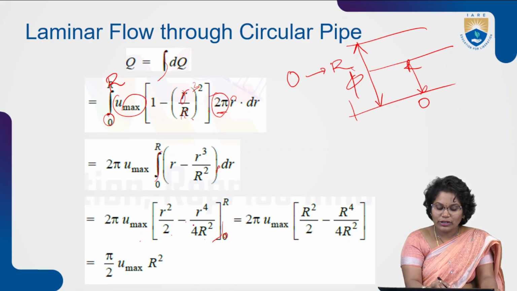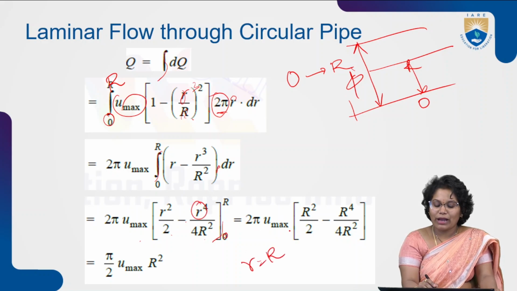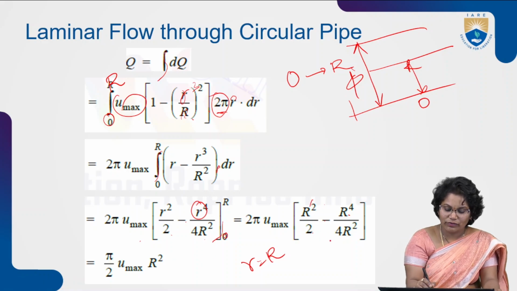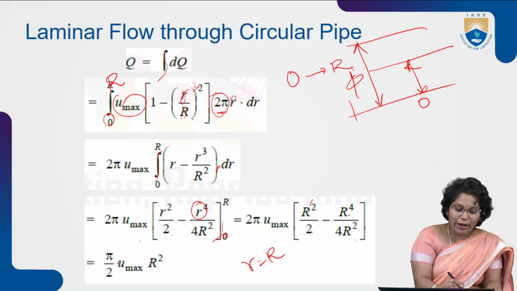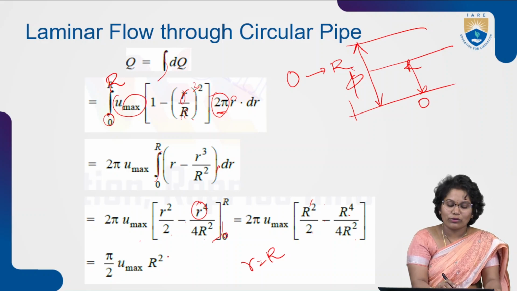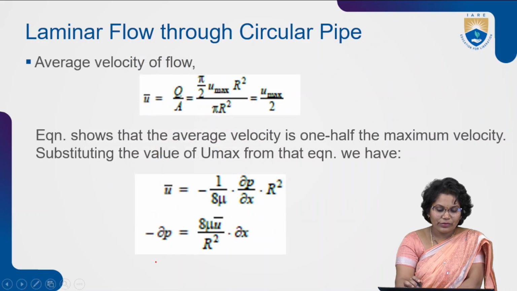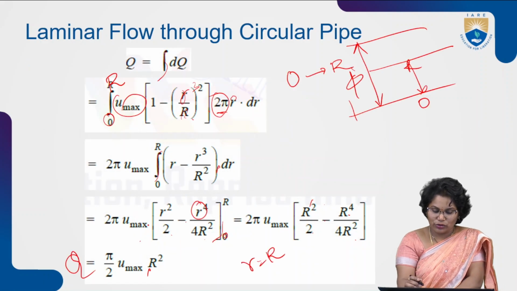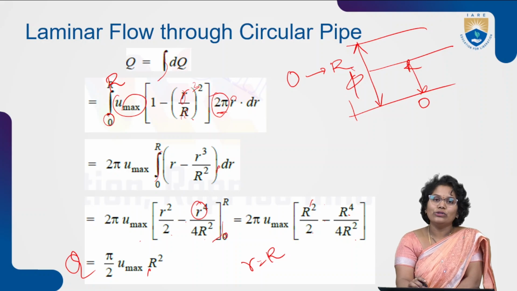Substituting capital R in place of small r, we get 2 pi U max into R squared by 2 minus R to the power of 4 by 4 R squared. When you do the LCM and cancel these terms, you get overall pi by 2 U max into R squared. You got the discharge here: Q is equal to pi by 2 U max into R squared.